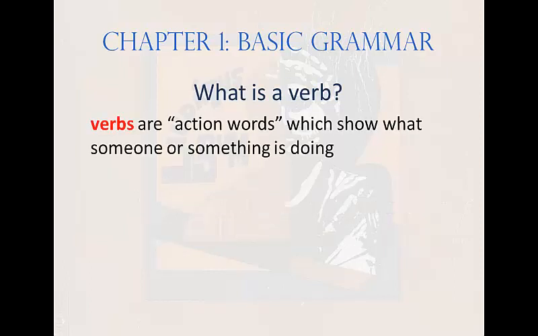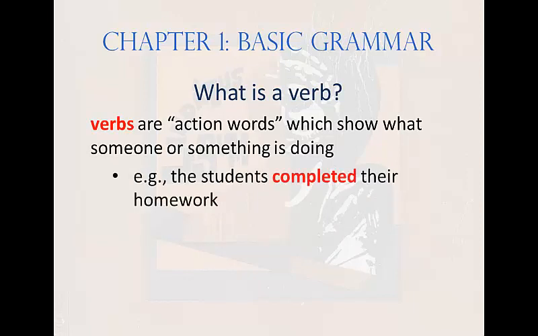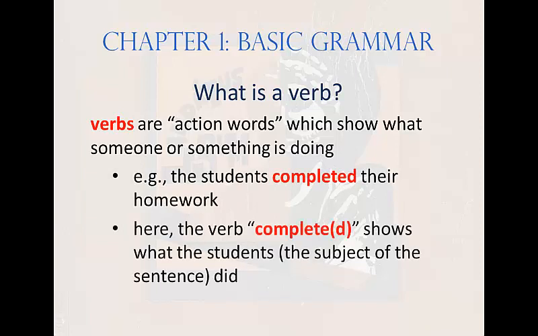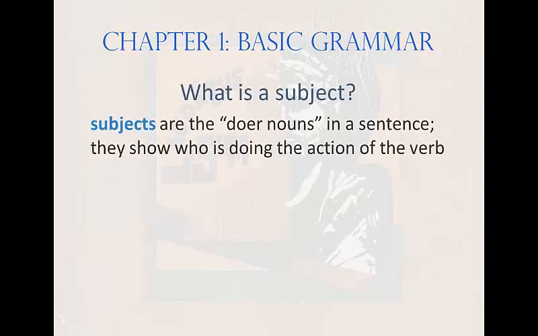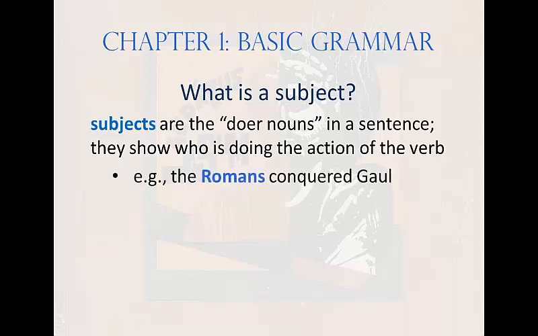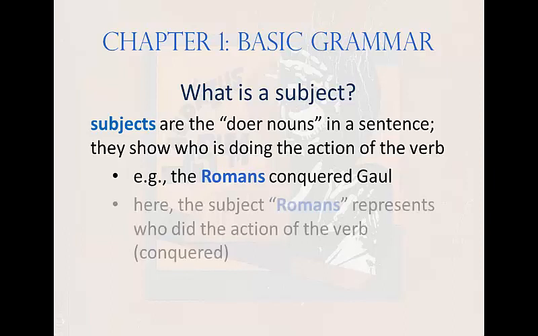The first, verbs, are action words, which show what someone or something is doing. For instance, the students completed their homework. Hint, hint. Here, the verb completed shows what the students, that is the subject of the sentence, did. Subjects are nouns that are closely related to verbs because they are the doer nouns in a sentence. They show who or what is doing the action of the verb. For instance, the Romans conquered Gaul. Here, the subject Romans represents who did the action of the verb, in this case, conquered.